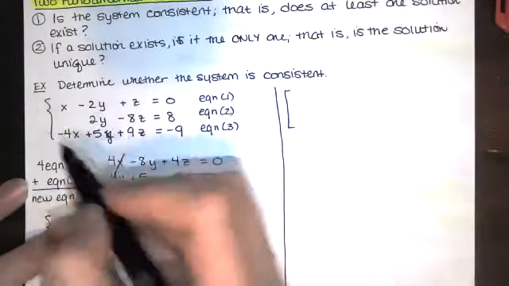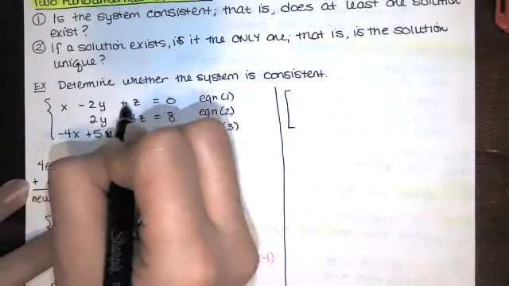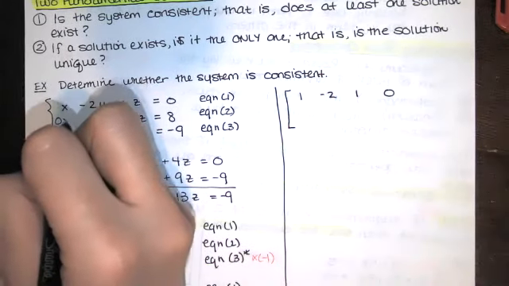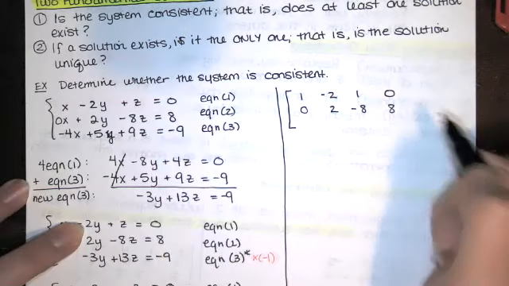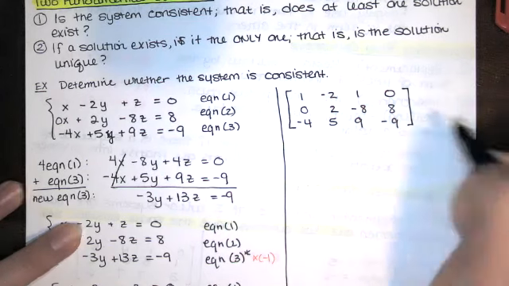So we start out here, and we want to list the coefficients. I've got a 1, a negative 2, and a 1, and a 0 on the right-hand side. There's an implied 0 there. So we have a 0, a 2, and a negative 8, and then an 8 on the right-hand side, and then a negative 4, a 5, and a 9, and a negative 9 there.